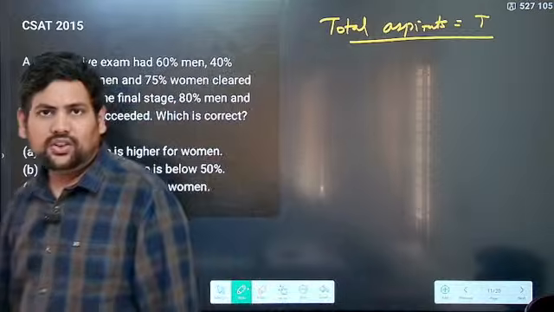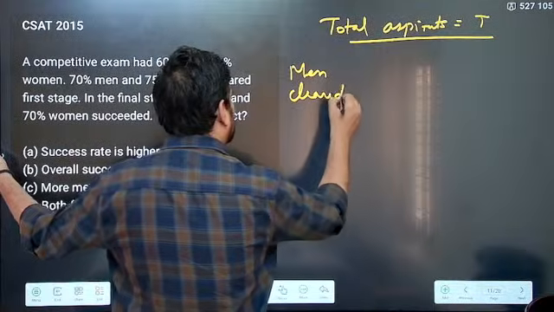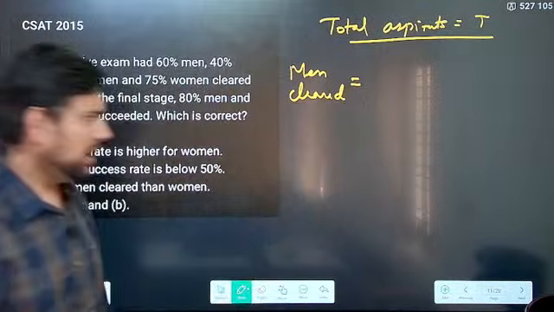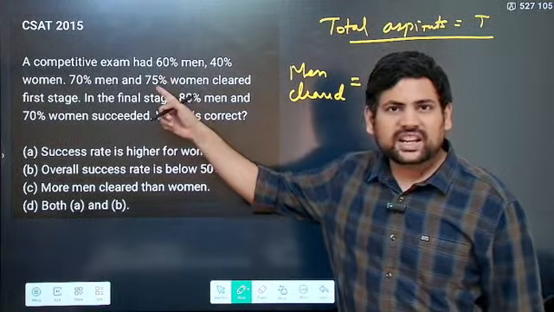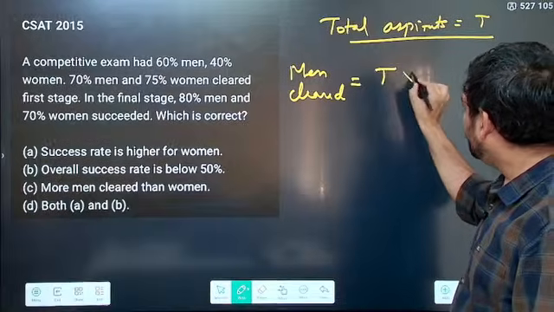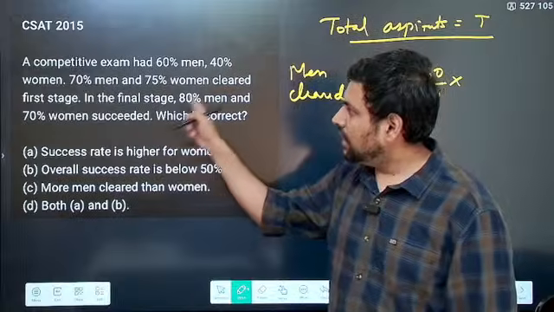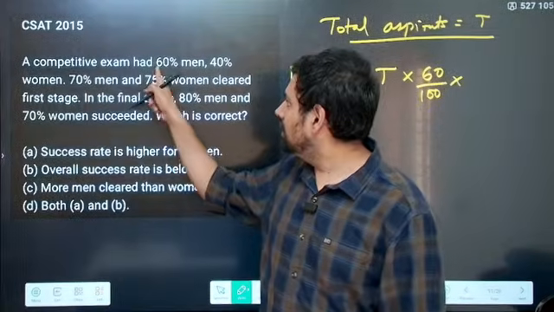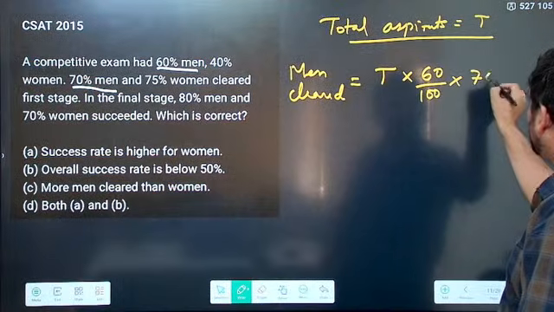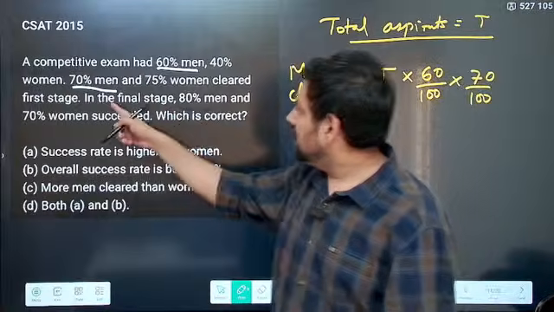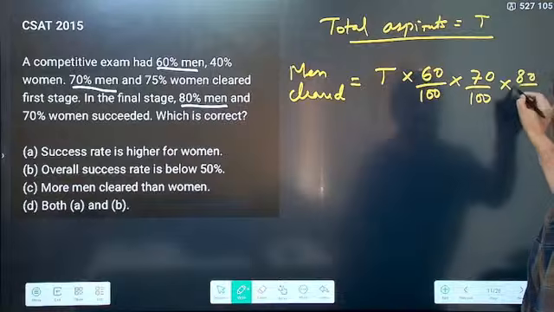Now I am writing here men who cleared the exam. How many men cleared the exam? If the total is T, then this exam had 60% men. So how many men are there? T into 60 by 100. Then how many of them? I'm only focusing on men. 60% men, then 70% of men cleared the first stage. So this is into 70 by 100. Then in the final stage, 80% men cleared. Correct. So this is into 80 by 100.